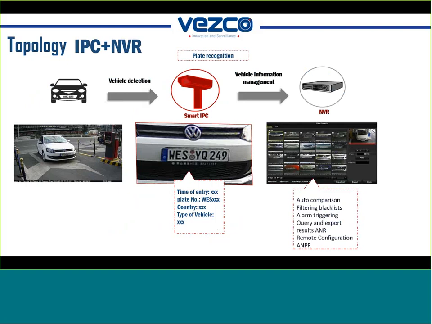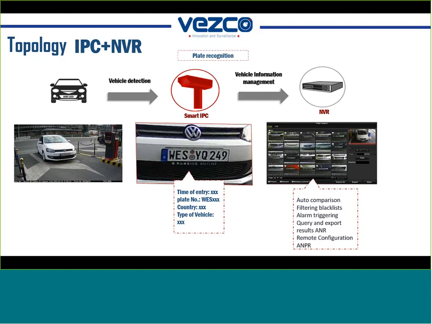The camera is going to detect the vehicle, automatically recognize the plate, and send this vehicle information down to management, which is done at the head-end unit, which is the NVR. So here at the bottom, I've attached 3 pictures of what constitutes the 3 basic steps to ANPR using the IP camera and the NVR.